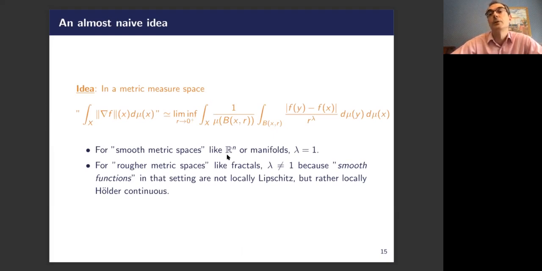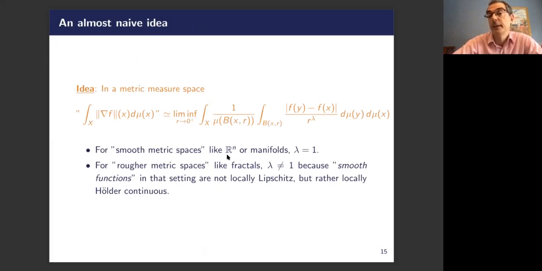That is, if we want a limit to be meaningful for the fy minus fx over r to the power lambda, we take lambda equal to 1, because in our mind, smooth functions are locally Lipschitz on regular metric spaces. However, this intuition is not correct anymore in other types of metric spaces like fractals, because in that setting, we should think of smooth functions as not being in the Lipschitz category anymore, but rather in the Hölder category.